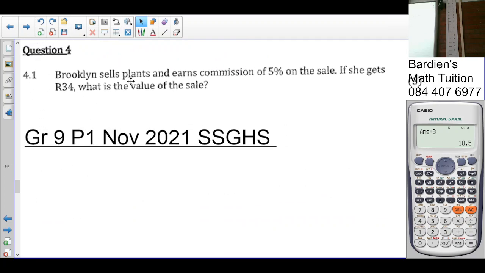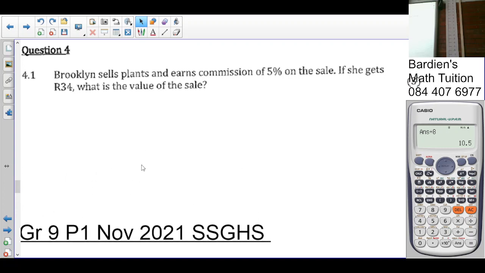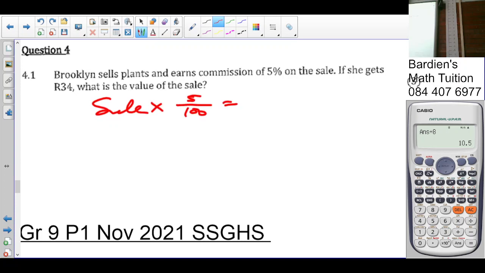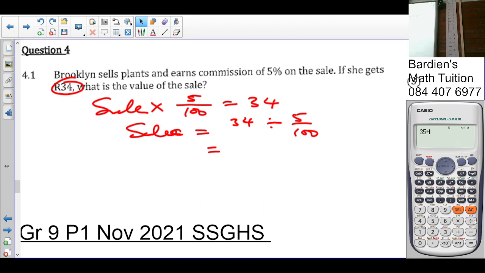Question 4. We are told that Brooklyn sells plants and earns commission of 5% on the sales. If she gets 34 Rand, what's the value of the sale? So whatever the sale amount is, we multiply that by 5%, which is 5 over 100, and that gives us how much she got, which is 34 Rand. So how do I get the sale on its own? We divide 34 by 5 over 100, which gives us 680 Rand.